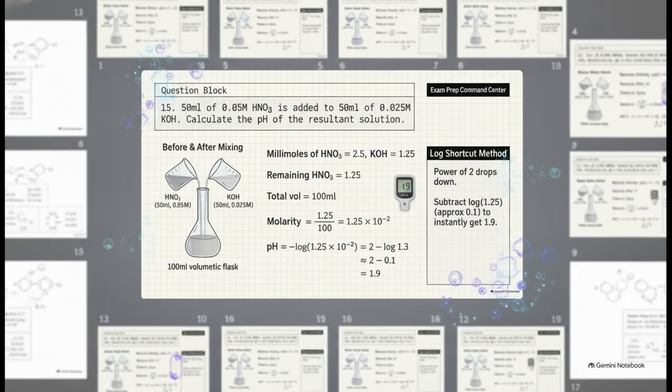Log shortcut method. Power of 2 drops down. Subtract log of 1.25, which is approximately 0.1, to instantly get 1.9.